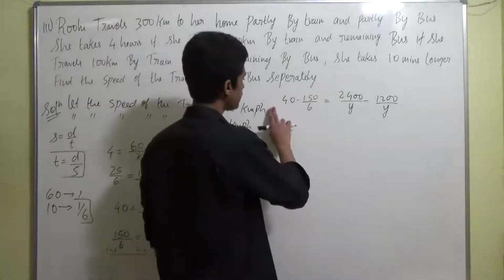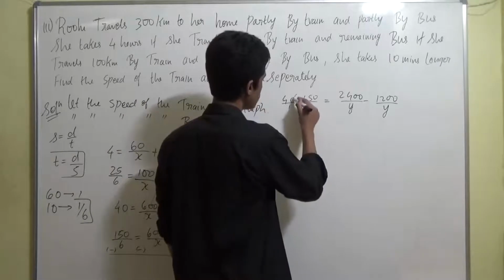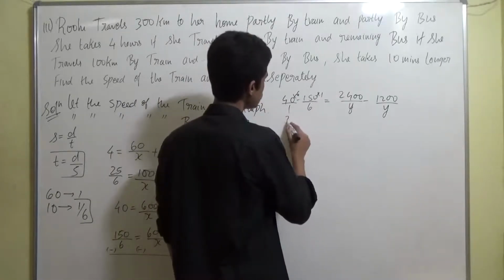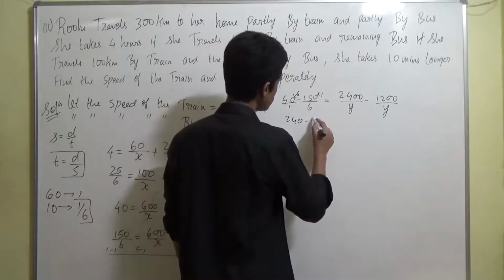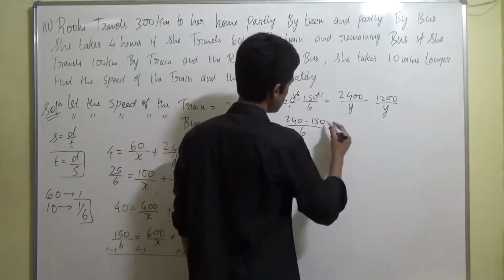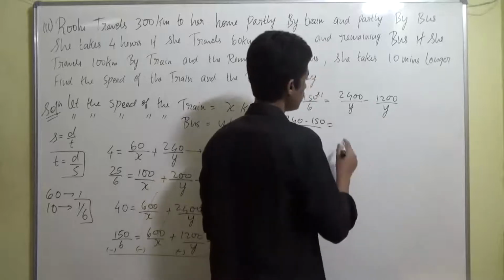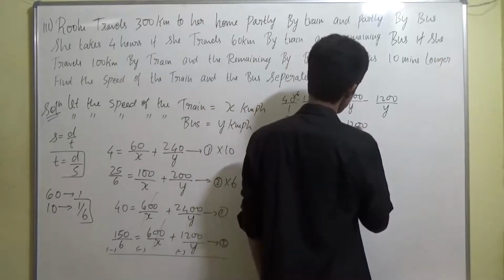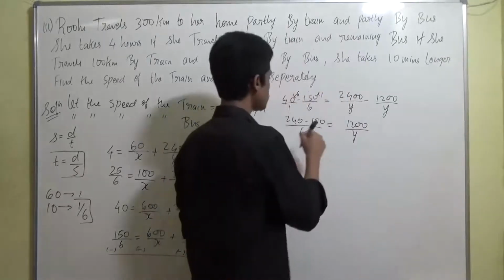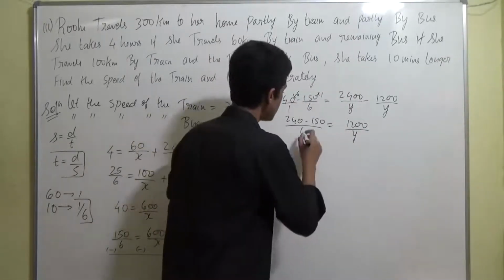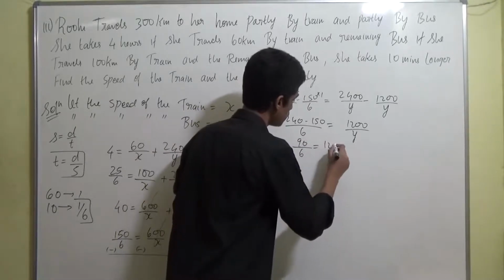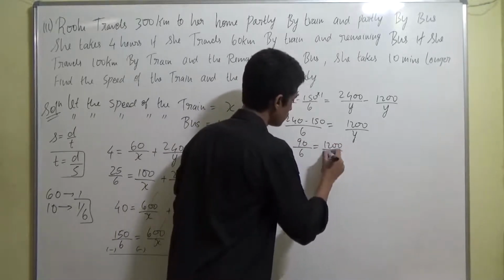Now I have to take the LCM here, right? So this becomes 6 into 6 and this becomes into 1. 40 into 6 is 240 minus 150 by 6 equal to, this becomes 2400 minus 1200, which is 1200 by y. So then this will become 90 by 6 equal to 1200 by y, right?